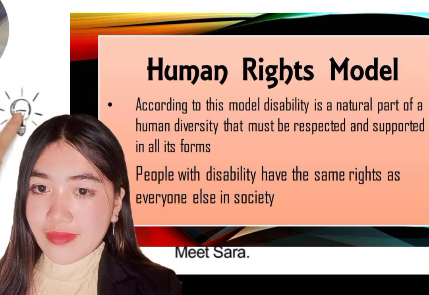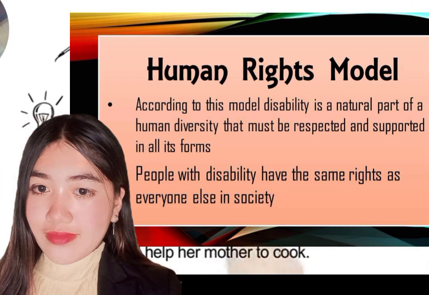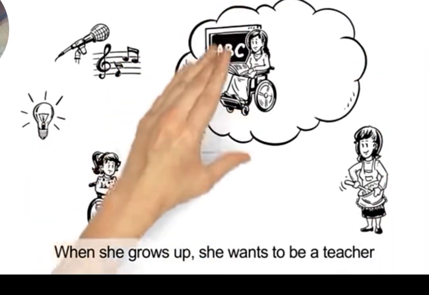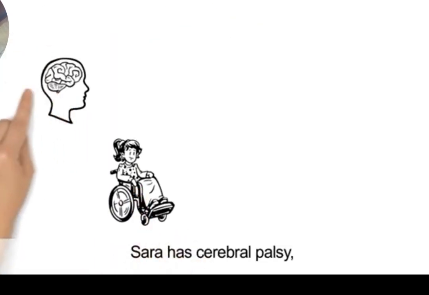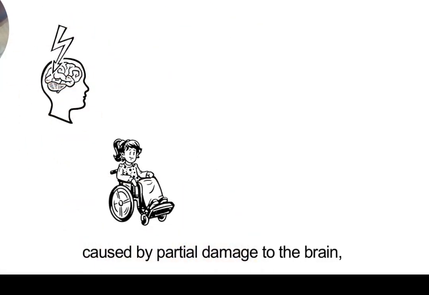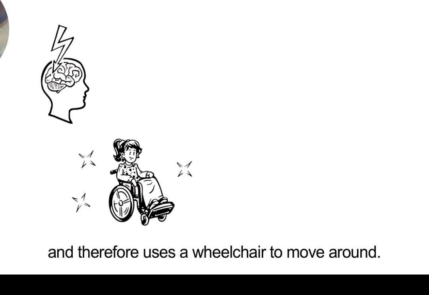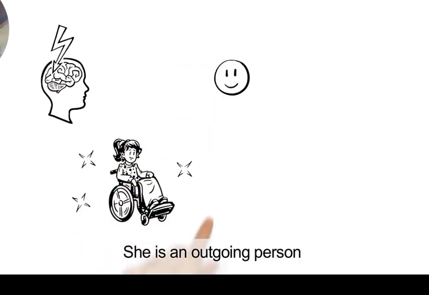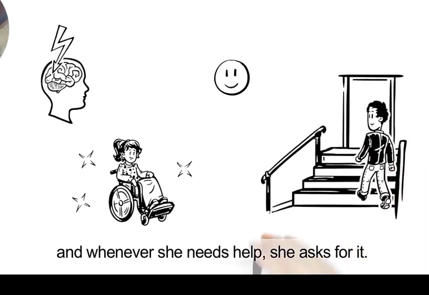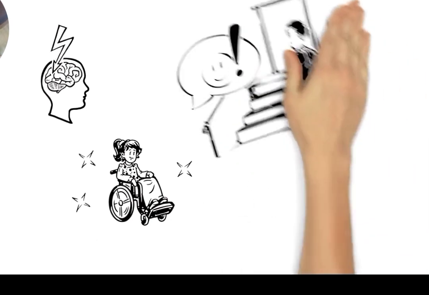Meet Sarah. She's a smart girl who loves to sing and help her mother to cook. When she grows up, she wants to be a teacher and get married. Sarah has cerebral palsy caused by partial damage to the brain and therefore uses a wheelchair to move around. She's an outgoing person and whenever she needs help, she asks for it.